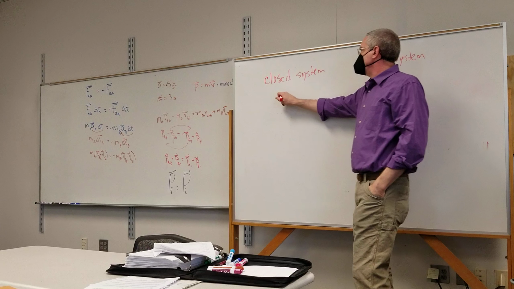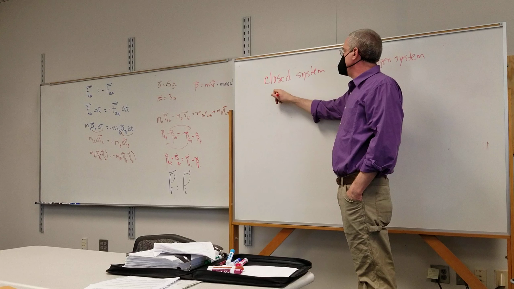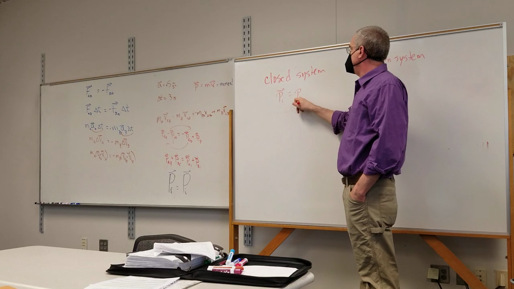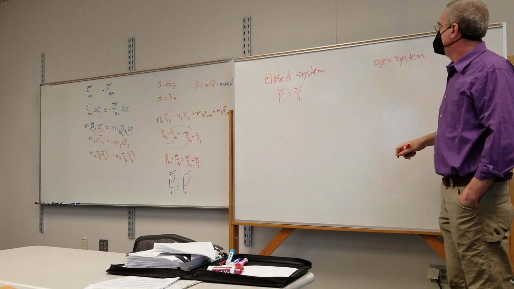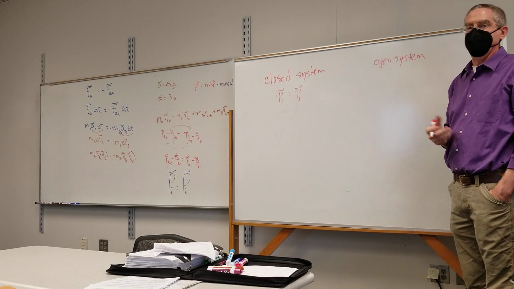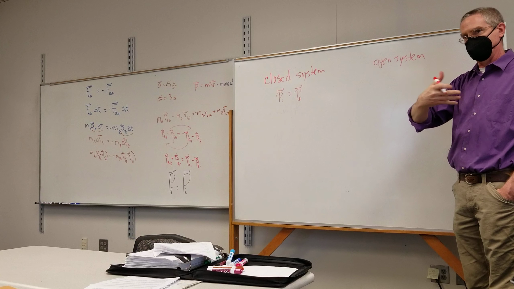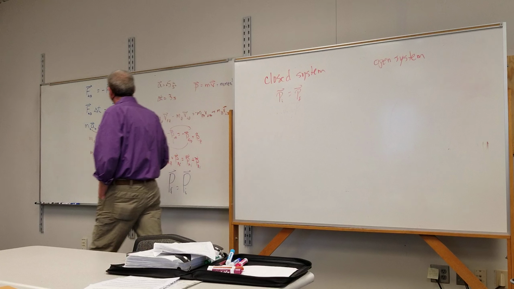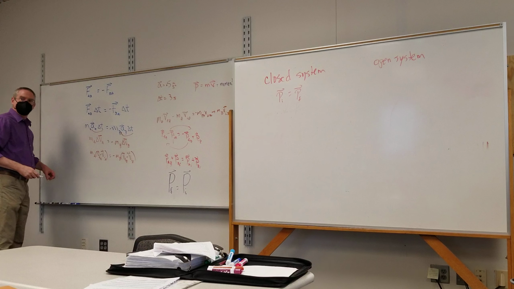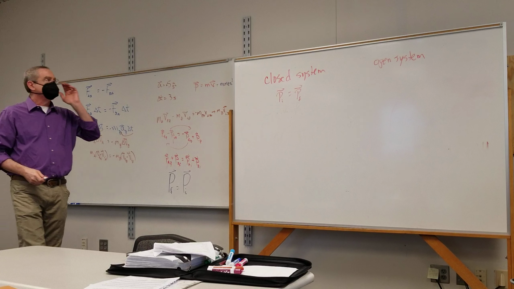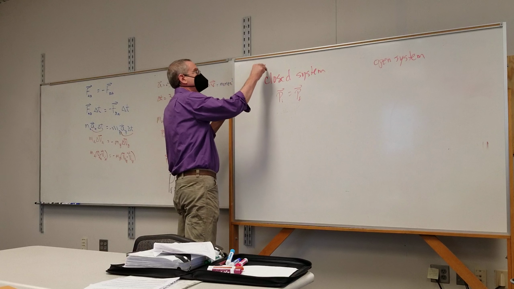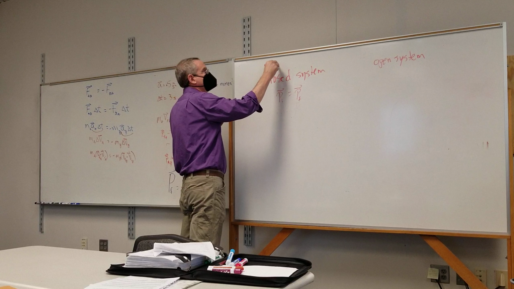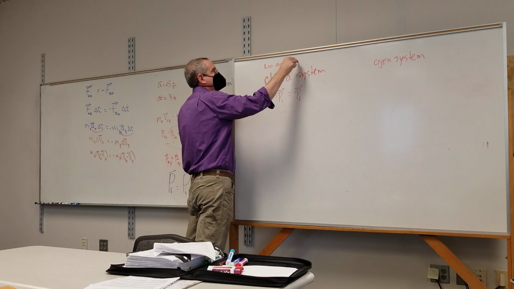In a closed system, the total initial momentum equals the total final momentum. In an open system, momentum is going to change because there's an outside influence causing this change, as in the case of the marker falling. So, for a closed system, there's no outside influence.